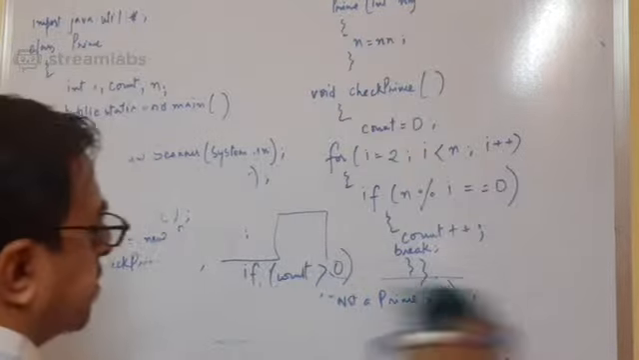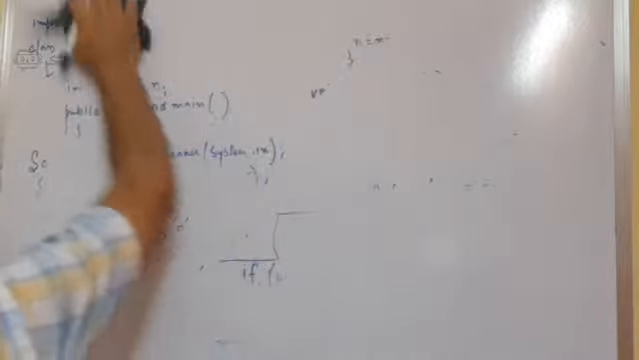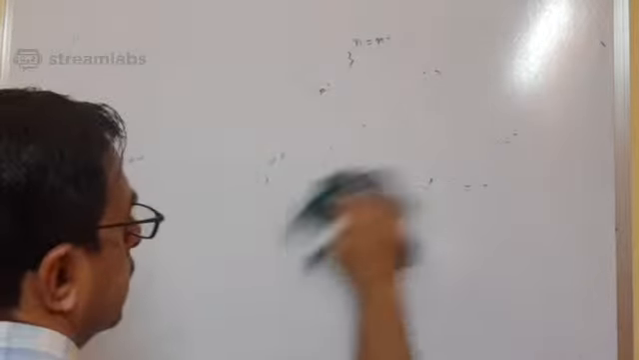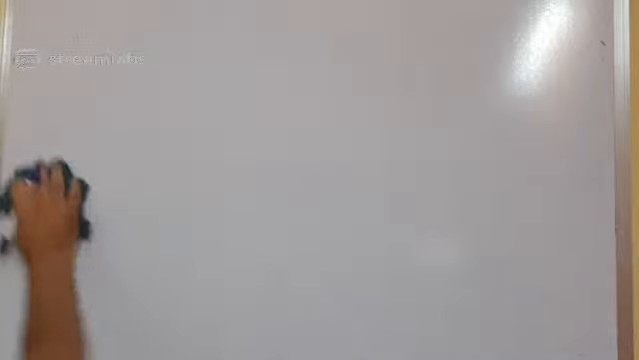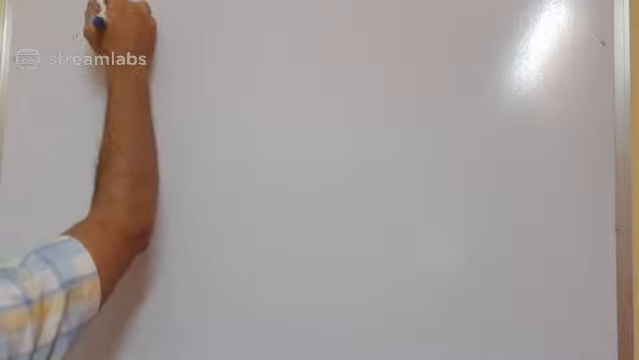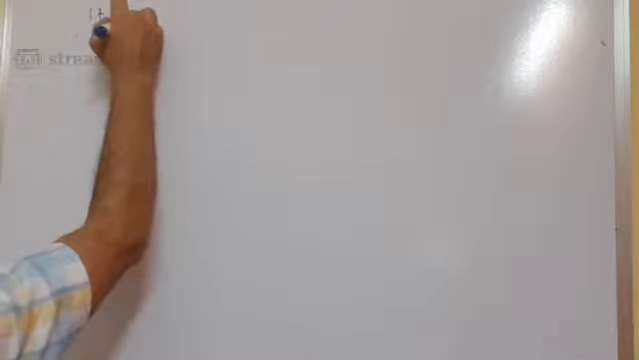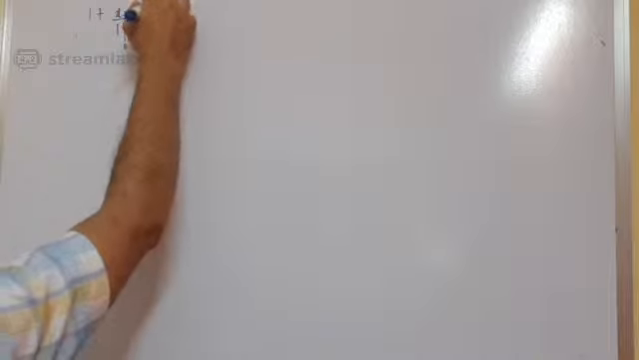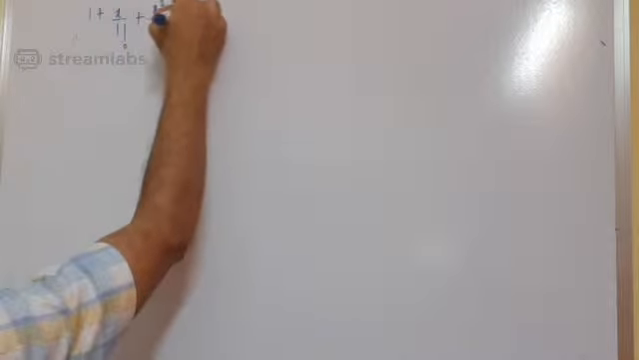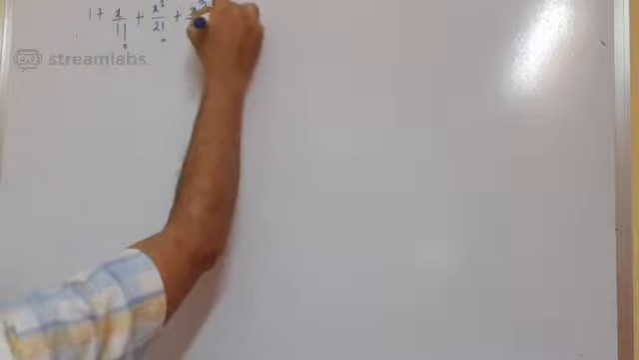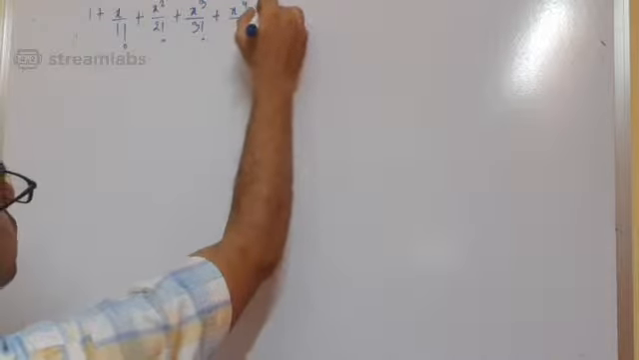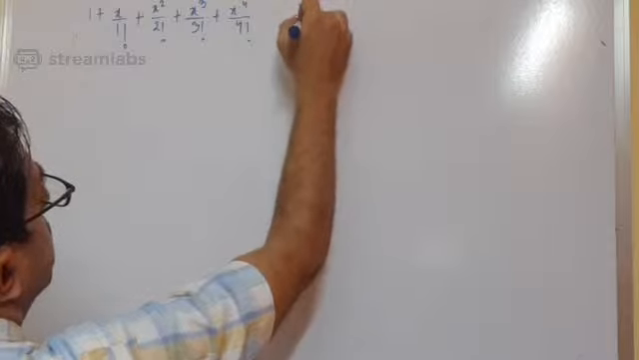Now suppose let us try out one series based program. Supposing the series is 1 plus x of 1 factorial plus x to the power 2 by 2 factorial plus x to the power 3 by 3 factorial by 4 factorial, and that too it will be going up to x to the power n by n factorial.